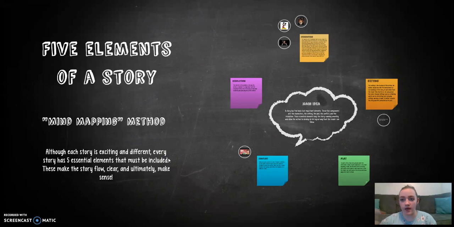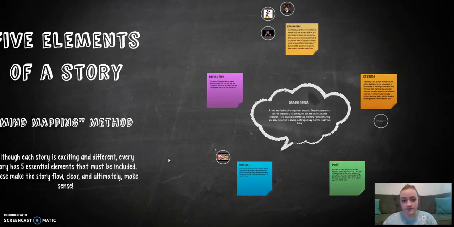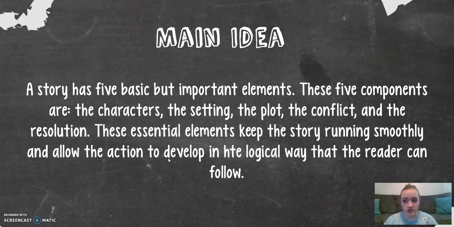So the idea behind this lesson is in each story that we write, as writers and as we read things, there are 5 elements that are always there, and we're going to talk about those so that you can be sure that you include them in your writing and that you can notice them in other writing and as you do reading and things like that. So let's start with the main idea. The 5 elements that we're going to be talking about are the characters, the setting, the plot, the conflict, and the resolution. Those are the 5 things that you have to have, and including those 5 things makes your story exciting and makes sure that you have all the things that you need.